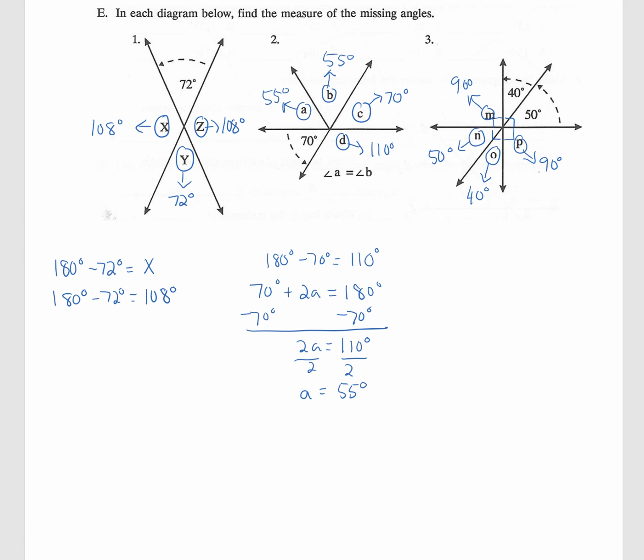So these angle measures give us the missing angles in part E. And those are our answers to questions 1, 2, and 3 of part E.